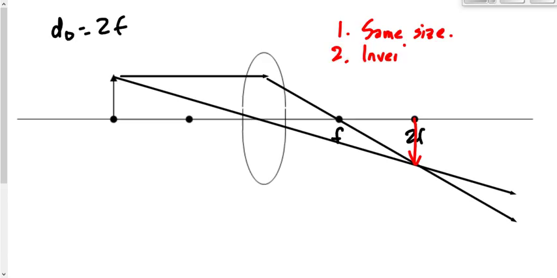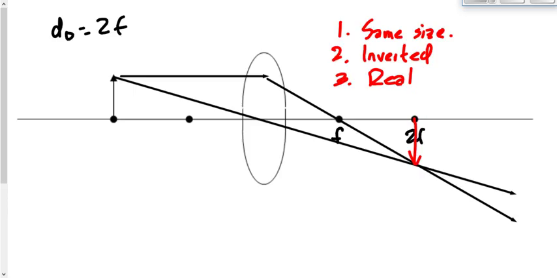Is it real or virtual? Solid lines intersect, which means we could project it onto a screen, which means it is a real image. Now, if we wanted to project this onto a screen, we'd have to put a screen right there. If we didn't, that's okay. We could just look into the lens and see the image. But we'd still call it real, not because it necessarily is being projected onto a screen, but because it could be projected onto a screen.